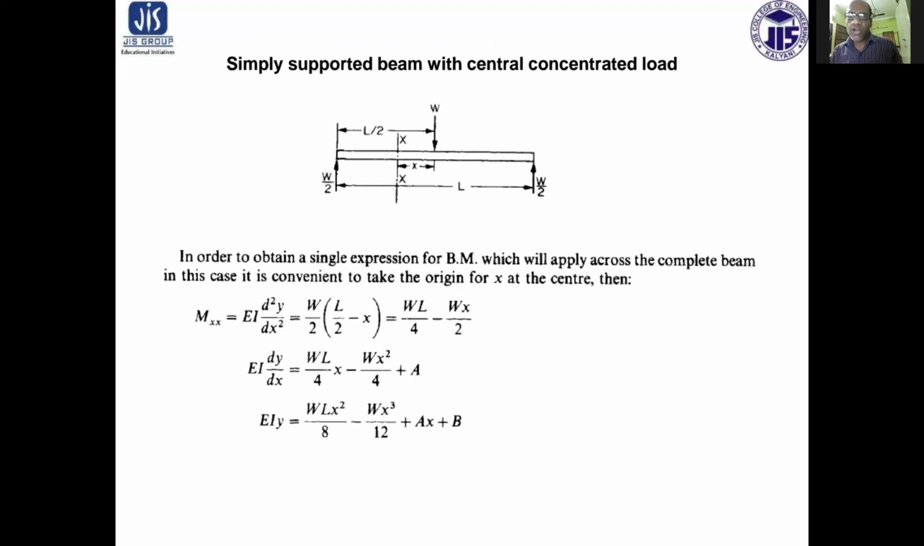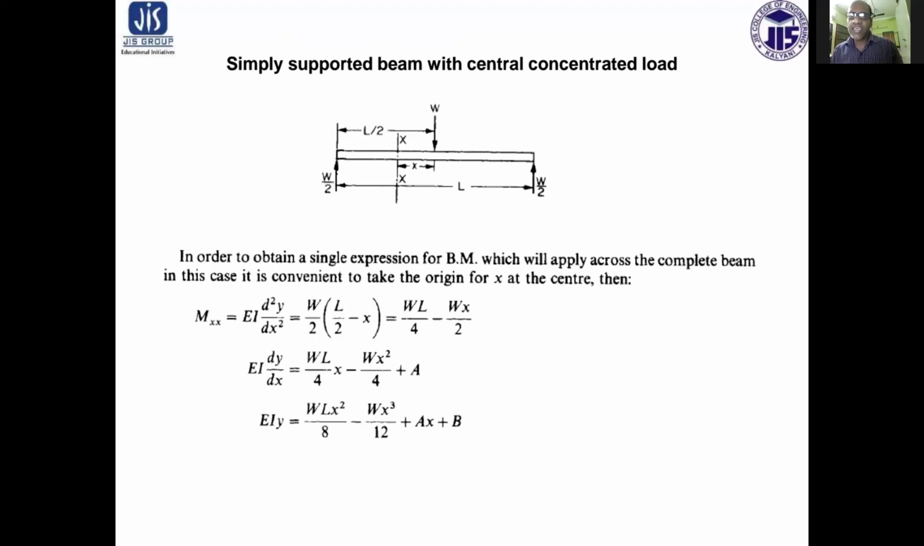So, in order to obtain a single expression for bending moment, which will be applied across the complete beam, it is convenient to make the origin for x at the center. Then we can write M(x) equal to EI d²y/dx² is equal to W/2 (L/2 minus x). So thus we can get WL/4 minus Wx/2.